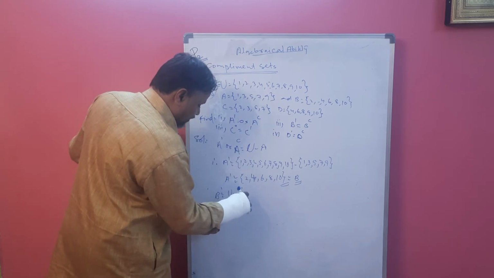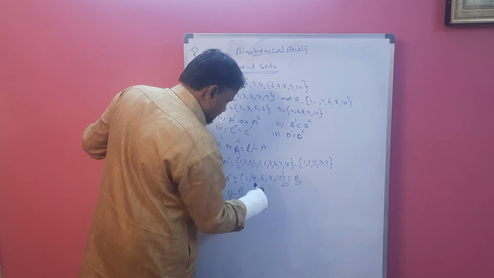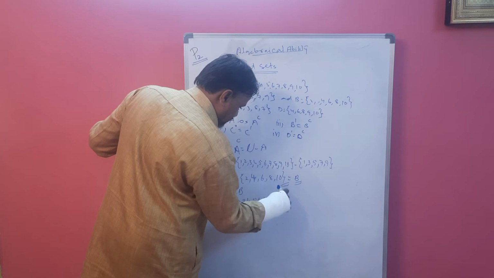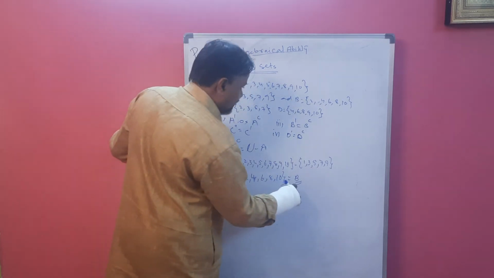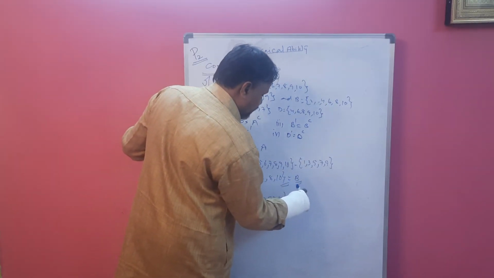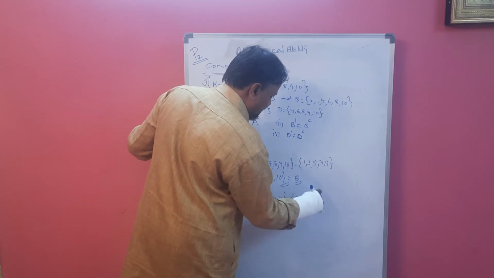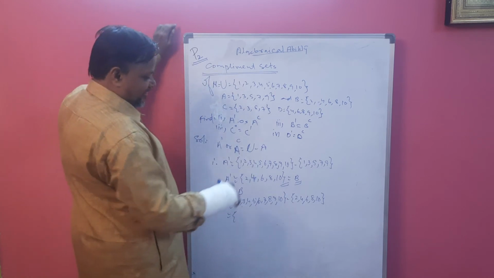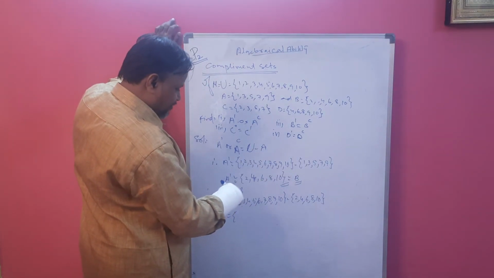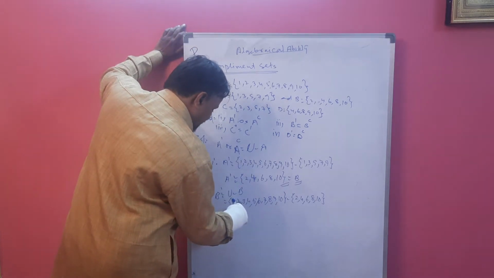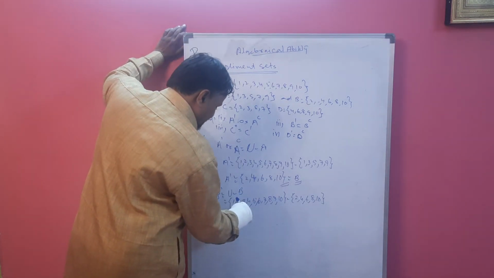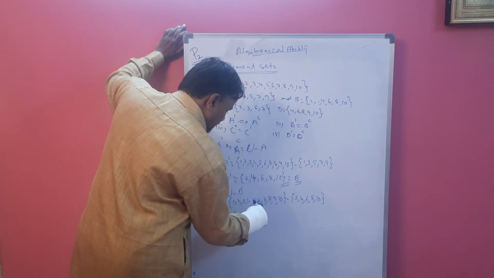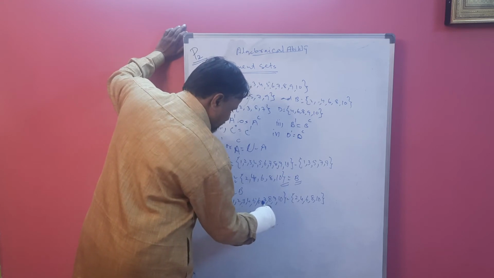1, 2, 3, 4, 5, 6, 7, 8, 9, 10, minus B. B is what? 2, 4, 6, 8 and 10. Even numbers are there. Now subtract. Pick one number from this; see if it is there, minus it. Otherwise put it like that. 1 is left here. We have to write it. 2 gone. 3 left. 4 gone. 5 left. 6 gone. 7 left. 8 gone. 9 is left. 10 is gone.